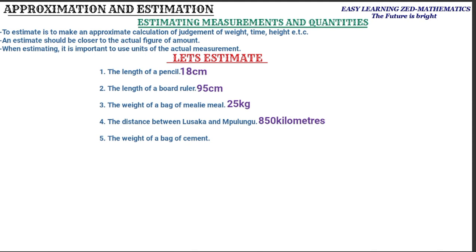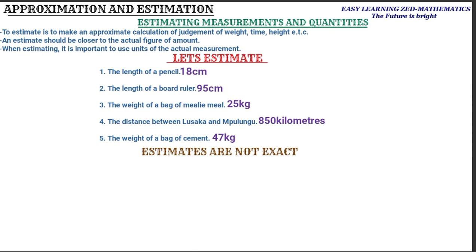The weight of the bag of cement, so 47 kg. That is the approximate we can make for the bag of cement. As you can see, I'm using the same unit as the actual unit for the actual weight. So always remember that when you make an approximation, use the same units as the units of the actual weight.